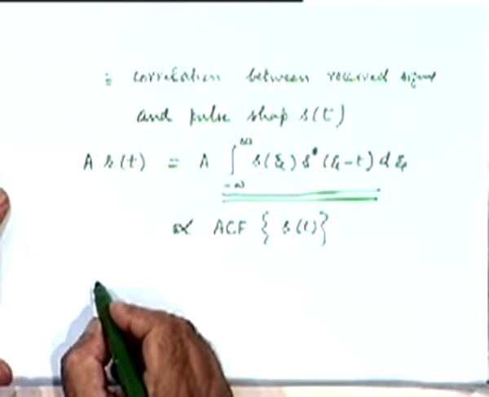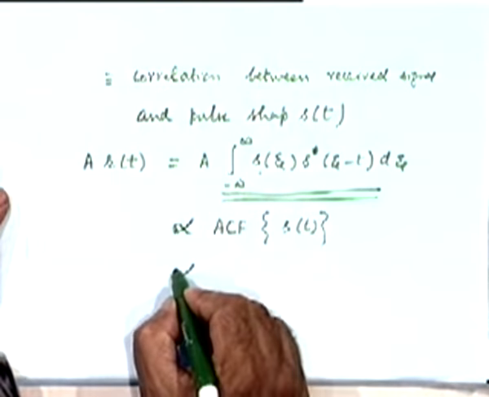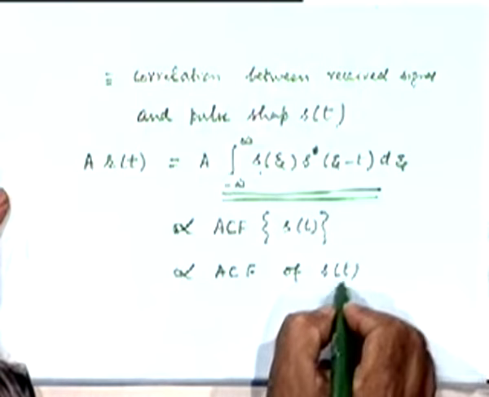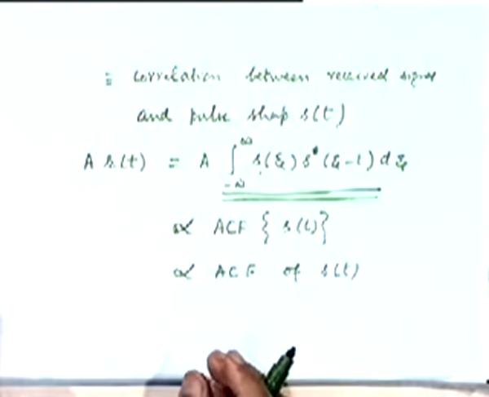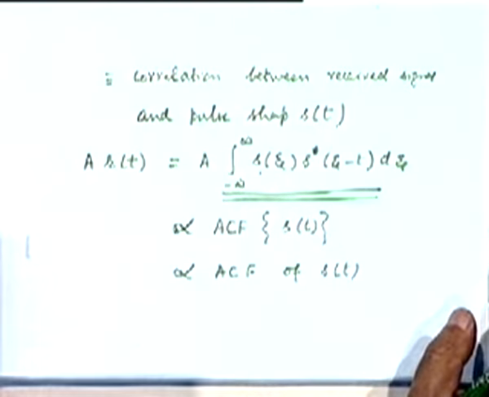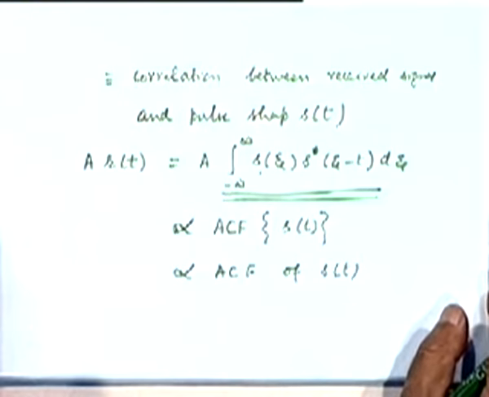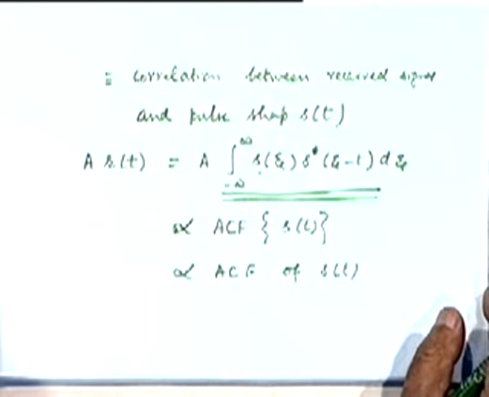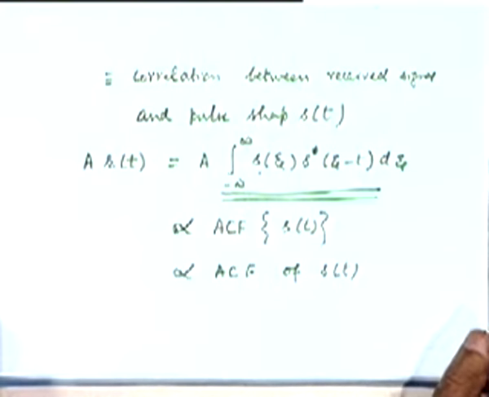Okay, so this is proportional to the ACF of s(t). The matched filter output, when the input is only the signal, the pulse shape to which it is matched, will produce an output which is nothing but the autocorrelation function of the input waveform. And where are you sampling this autocorrelation waveform? At its peak value, which corresponds to 0 lag. Right? Basically that's what you are doing.